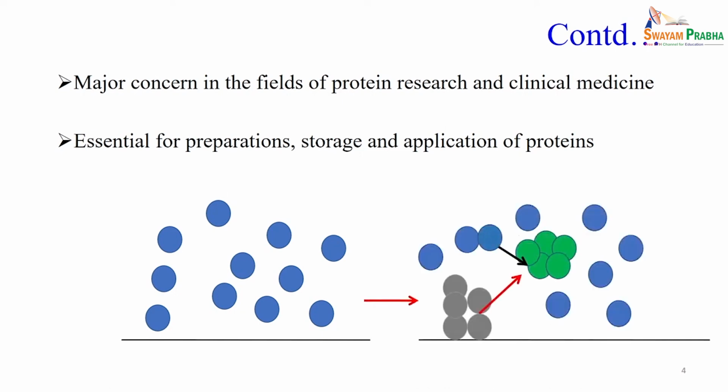And this is a contact surface, because whenever we are storing or applying, it needs to come into contact with a surface. So, there are two steps. First is when the protein molecules, of course, there will be the adsorption of the protein, and after the adsorption it may aggregate.